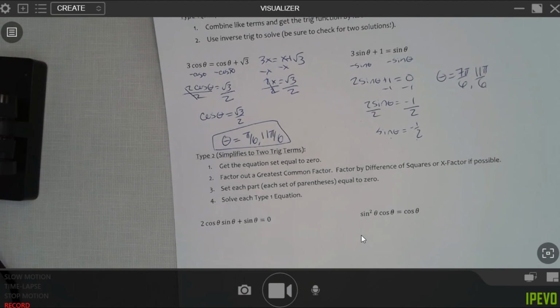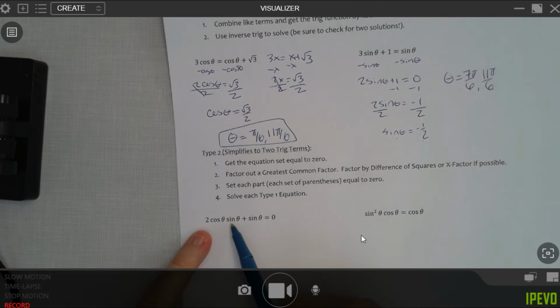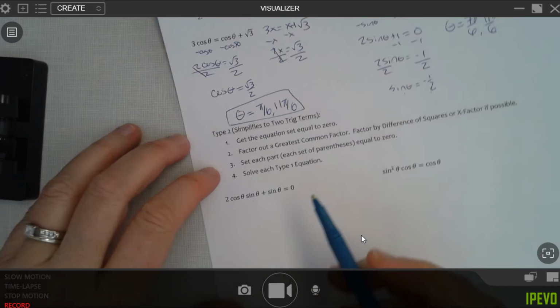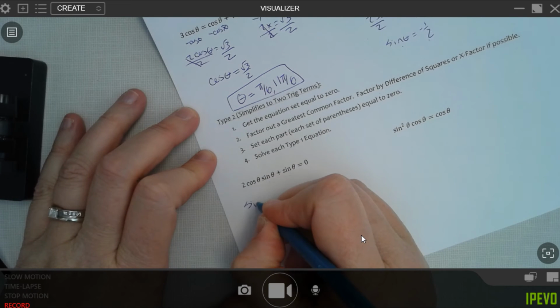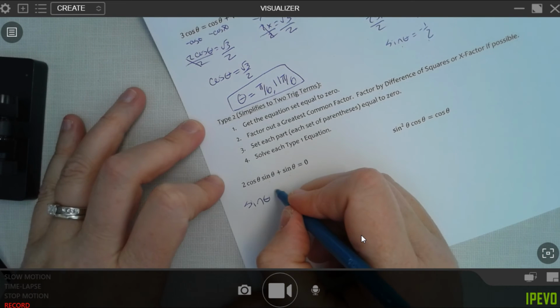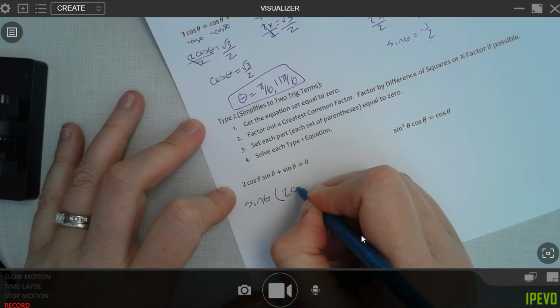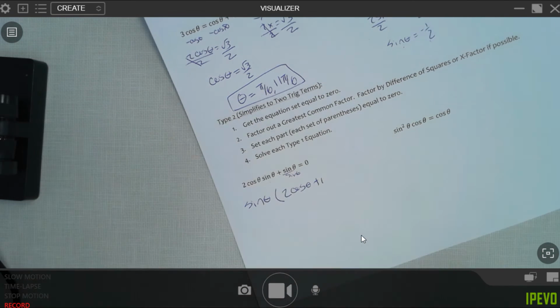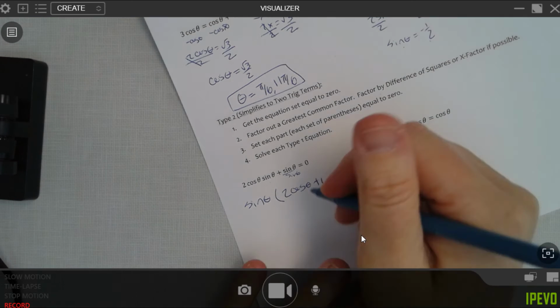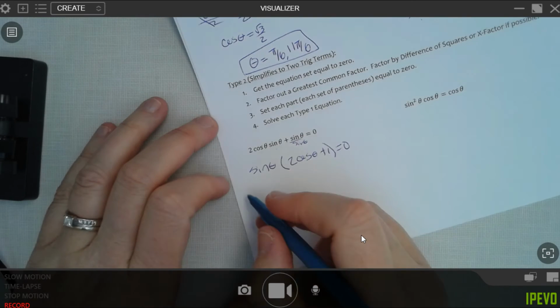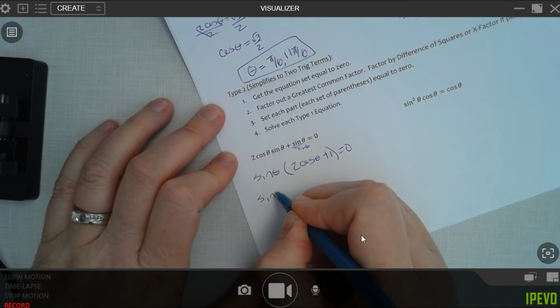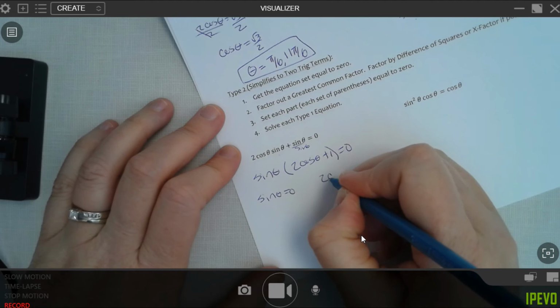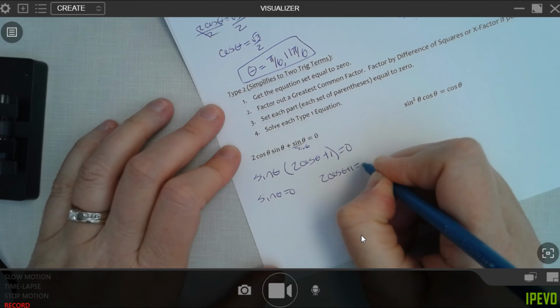All right, so sometimes what we're going to do down here is we're going to factor out whatever's common. So since there's a sine theta in both of those, I'm going to factor out my sine theta. So I'm going to have sine theta, and that will be left with 2 cosine of theta plus 1, because this is sine divided by sine. So it's like 2 divided by 2 is 1. So sine divided by sine is 1. And then you're going to solve each part of these because it's factored now. So sine theta equals 0, and 2 cosine theta plus 1 equals 0.